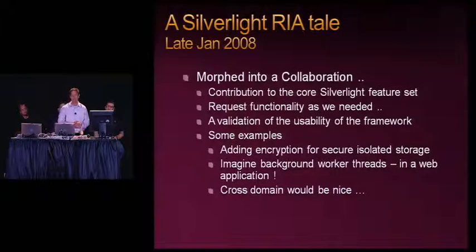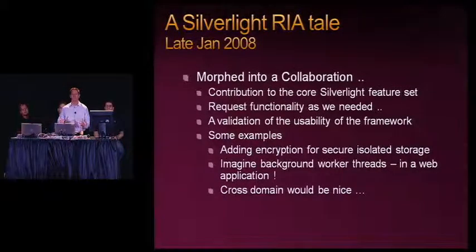So by late January 2008, it really morphed into a collaborative effort between us and Microsoft. We were contributing to the core team at Silverlight. We requested functionality. We were able to validate the framework. Just some of the examples that we worked on with Microsoft that actually are in Silverlight 2.0 today because of the work we did. Encryption for secure isolated storage. Being mail data, we wanted that data to be encrypted and secure because we knew we were going to use that protected isolated storage.